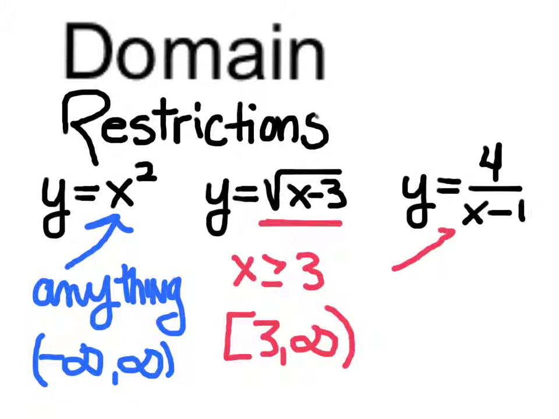When you look at this and think about, well, what can't happen? Here, I can't have 0 on the bottom of the fraction, so x cannot be equal to 1. And if I write that in proper notation, keeping in mind on the test, everything has to be written in proper notation. It goes from negative infinity to 1, union 1 to infinity.